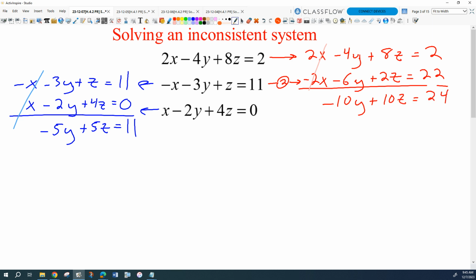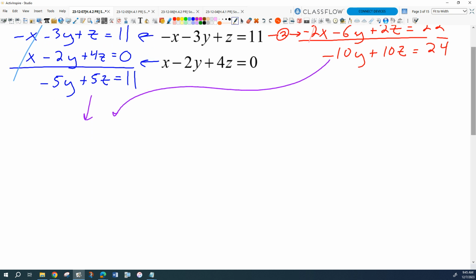Okay? And now we can create a 2 by 2 system. So if we push both of those together into a 2 by 2 system, we get negative 5y plus 5z equals 11 and negative 10y plus 10z equals 24. Now what?